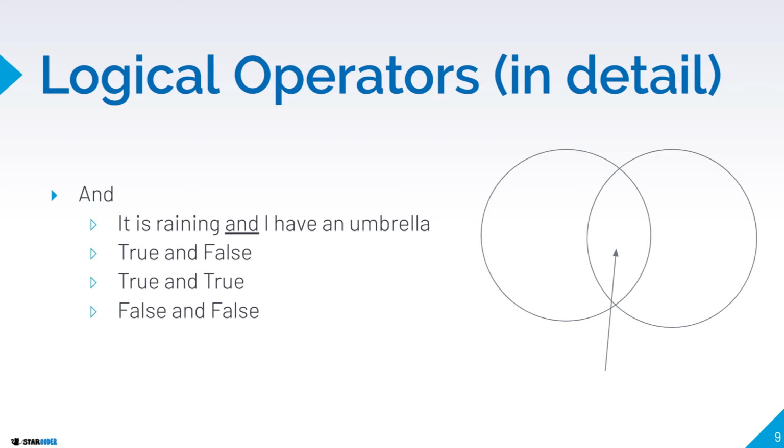But what if it is raining and I don't have an umbrella? It is raining would be true because it is raining and I know it is, but I have an umbrella would be false because I don't have an umbrella. We could simplify this expression into true and false. What is true and false equal? Well, and makes sure this expression is only true if both the values are true. Since I have an umbrella is false and the expression is true and false, one of the two conditions is false, making the entire expression false.